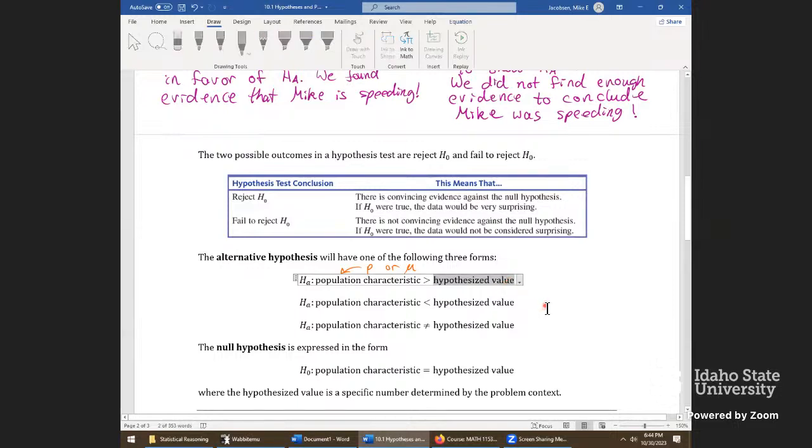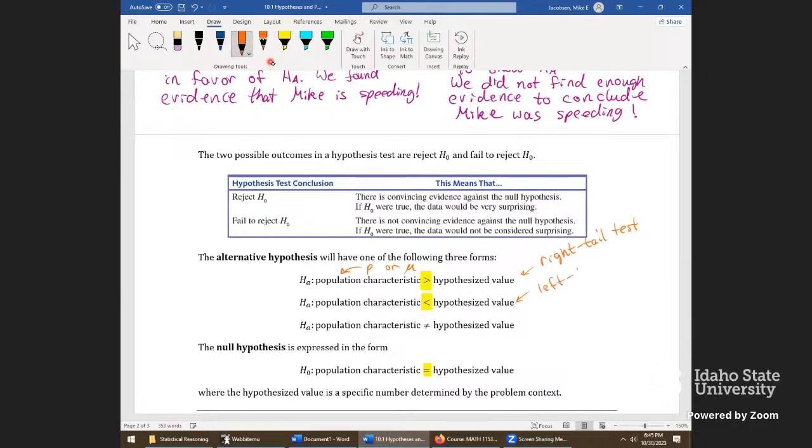The hypothesized value would always go to the right. In the null hypothesis, we're testing direct equality. And there's three different flavors up here. There can be a greater than. If there's a greater than here, we call this one a right tail test. If you have a less than here, we call this one a left tail test. And when you have not equals, this one's actually the special test.